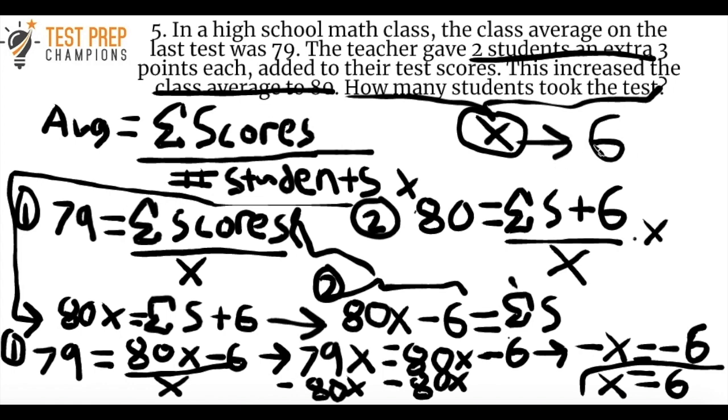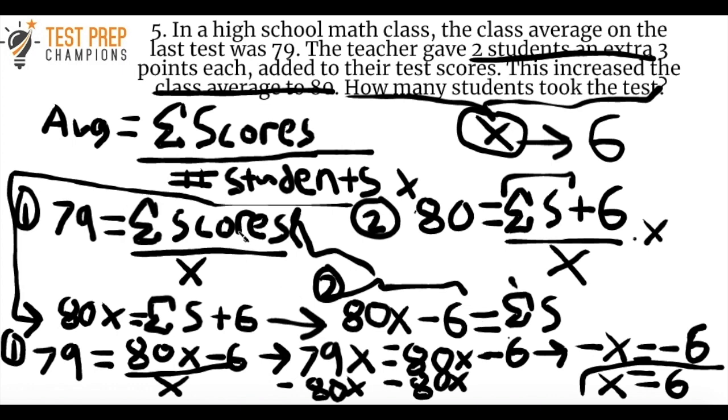And again, all we did was write these two equations out based off of the information that we were given here. Then we picked equation 2 and solved it for one of the variables. There were two variables: the sum of the scores, and x. Ultimately we were trying to solve for x. But in order to do that, we took equation 2 and solved it for the sum of the scores.